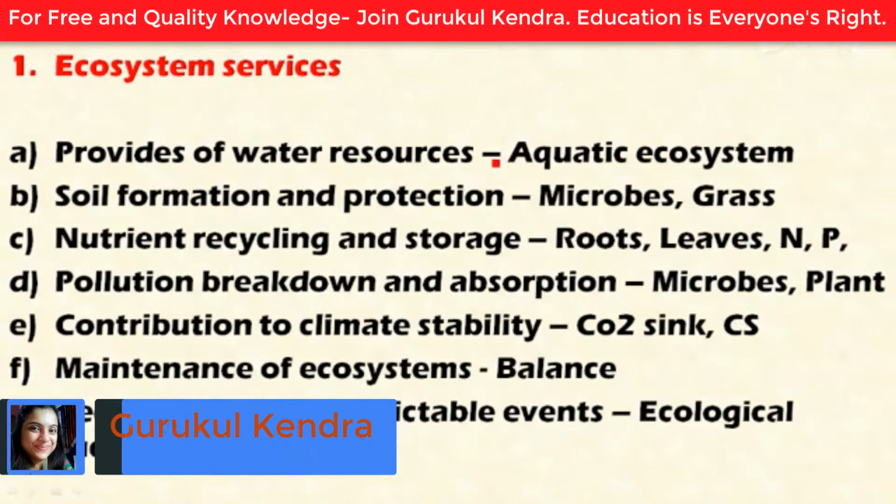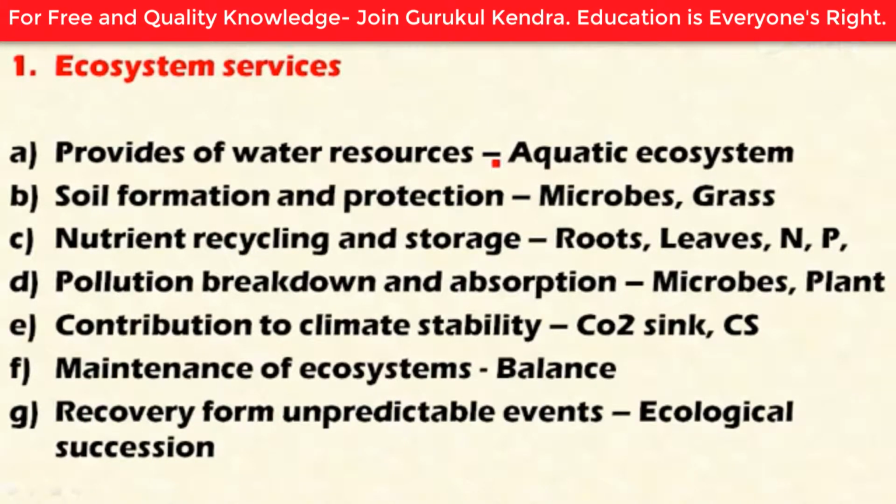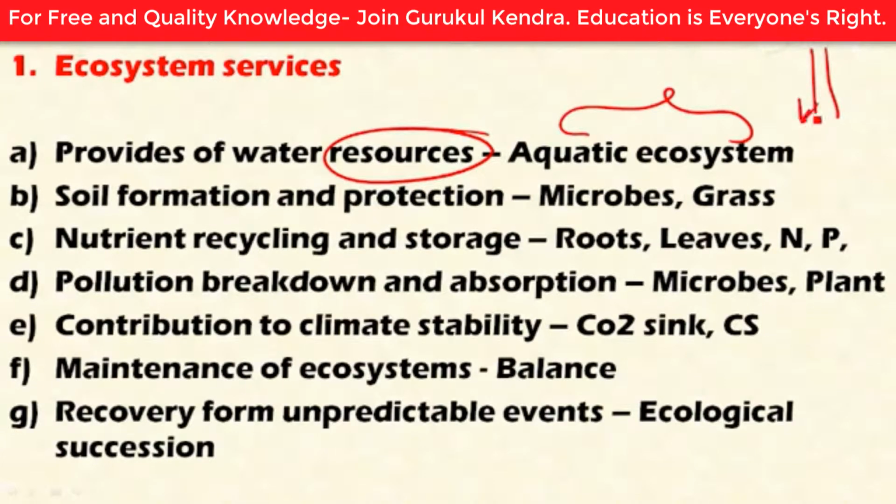First, let's look at the ecological services. Biodiversity provides water resources to human beings for their survival. This includes the aquatic ecosystem as well, and the tall trees and grasses present near the aquatic ecosystem help in filtering the water, thereby making it fit for human consumption. So this is one of the services provided by biodiversity.